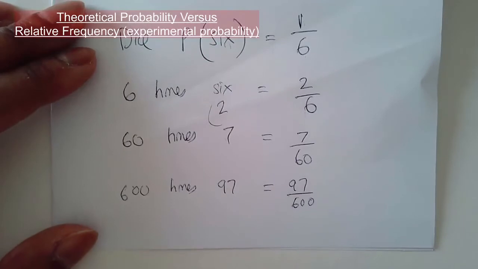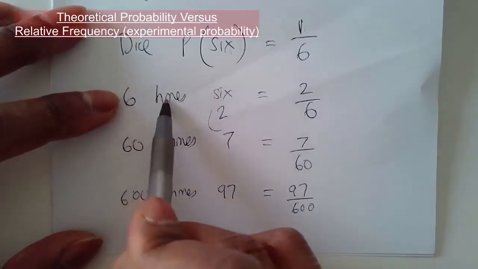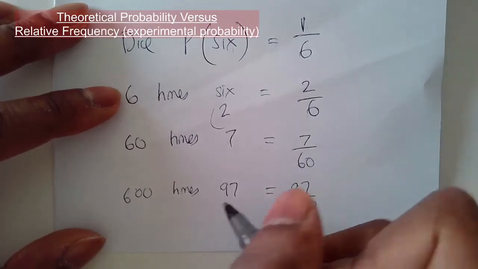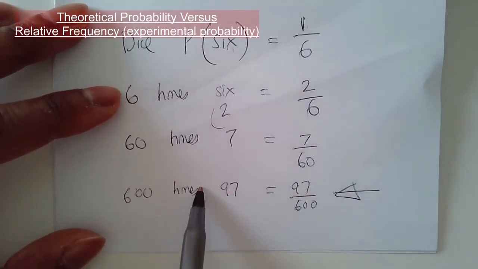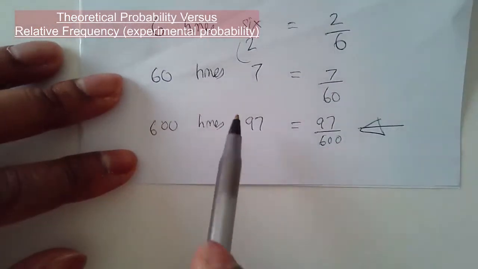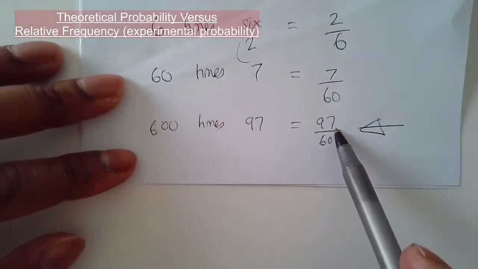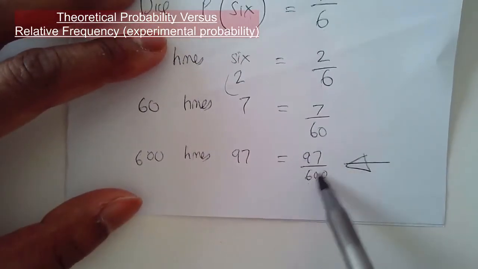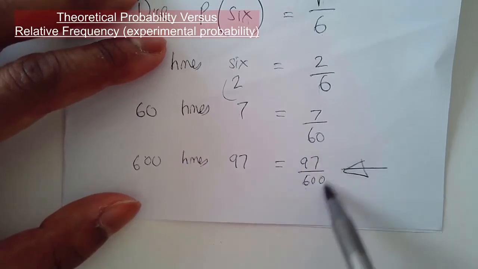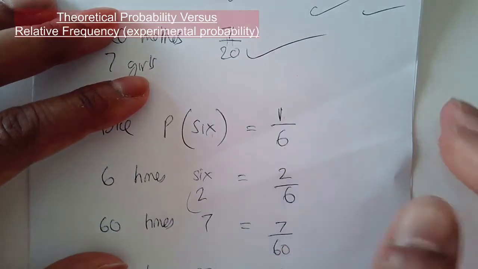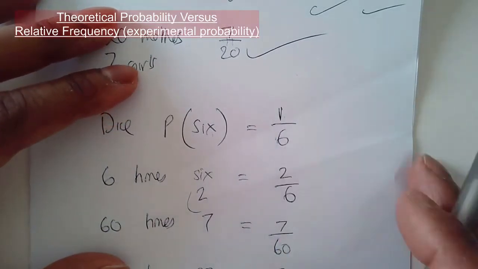Now, if I was to ask you which experiment is more accurate, this one or this one? This one is more accurate. Why? Because a lot more experiments are carried out. Here it is only 6 times. It's not enough. But here, loads of experiments are carried out. So this one is more accurate. And you can see this one here, 97 out of 600. If you were able to simplify that, it would be close enough to 1 over 6, the theoretical probability.